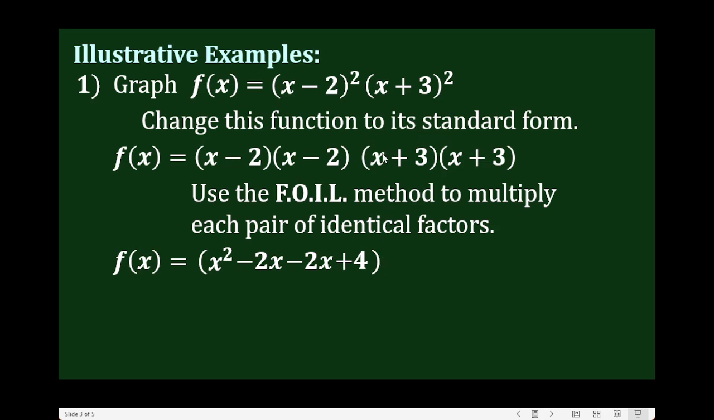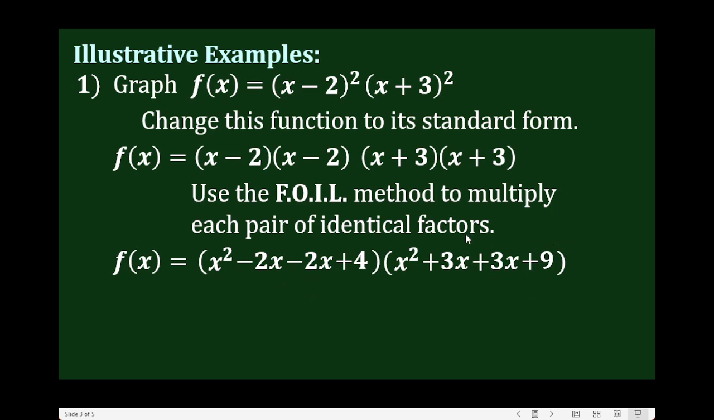Then let us apply also the FOIL method to the next pair of identical factors. So x times x is x squared. x times 3 is positive 3x. Positive 3 times x is positive 3x. Then 3 times 3 is plus 9. Then for each expression enclosed in a pair of parentheses, we identify those similar terms. Because as we all know in algebra, similar terms can be combined, which can be added or subtracted. So here, the two middle terms are similar, so we can combine them.